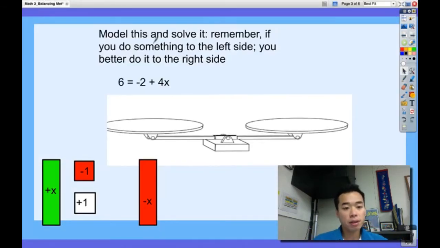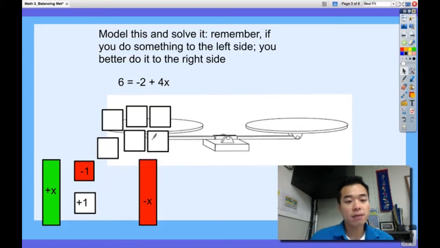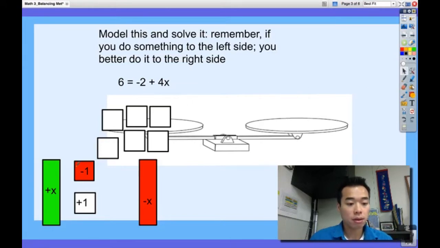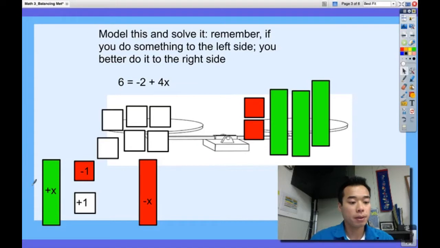So first thing we're going to do is I'm just going to show you how to model this and solve it. We have positive 6 on the left hand side of the equal sign, so put positive 6 right there. That's positive 6, and I have a negative 2x on the right side. So there's my negative 2x. Excuse me, it's going to be negative 2 plus 4x. 1, 2, 3, and 4.